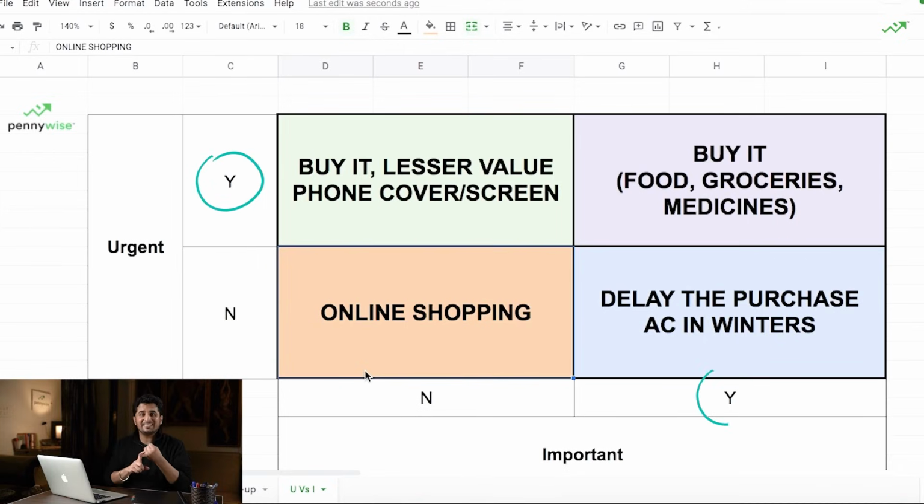So yes and a yes. Go buy it. Urgent, yes. Important, yes. Go buy it. Don't think about it. Urgent, yes. Important, no. Buy it, but buy it of a lesser quantity, a lesser amount. Urgent, no. Important, yes. Delay it. Delay it till it actually becomes urgent, till it gets to your first quadrant of urgent, yes. Important, yes. And finally, urgent, no. Important, no. Don't even think about it. You simply don't need it. And that's the easiest way on how you can control your spending.